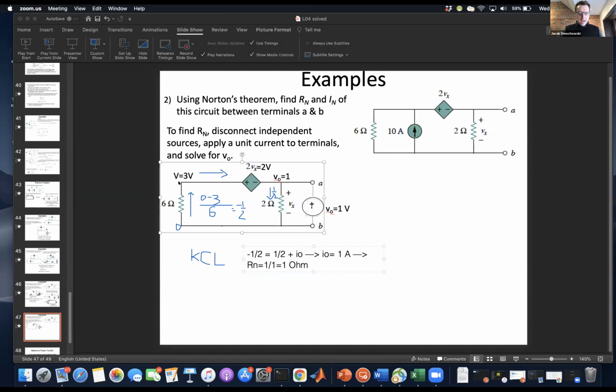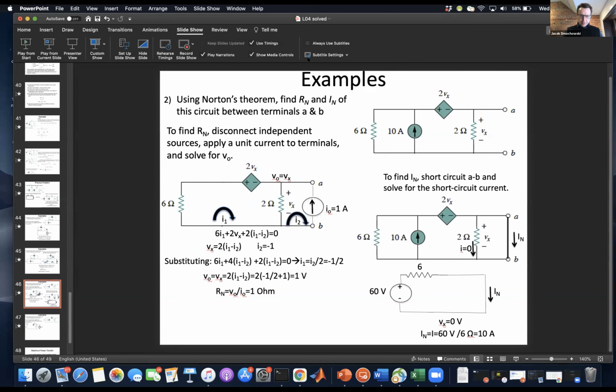I guess the trickiest thing about this is deducing that the voltage at this point is 3 volts. And you get that by noting that this is ground. There's a drop from here to here of 1, and there's a drop from here to here of 2. And so this point must be at 3. Okay. If there's any questions about what I've done so far with this problem, let me know.